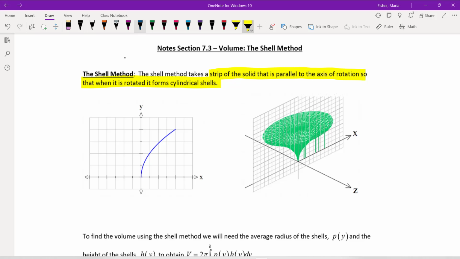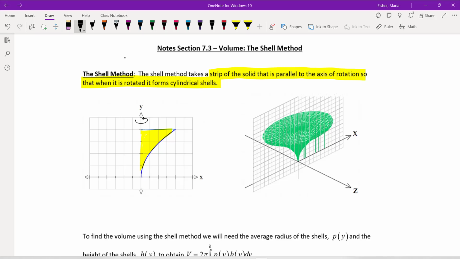So it takes a region, this yellow region right here, and let's say that we're rotating this guy here about the y-axis. It takes a strip from each one of these and makes it into a cylindrical shell. Think of it as a Russian doll. So something inside of something else inside of something else in order to make the volume of that solid. That's basically what the cylindrical shells or the shell method is.